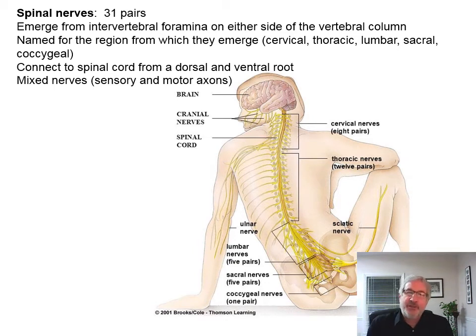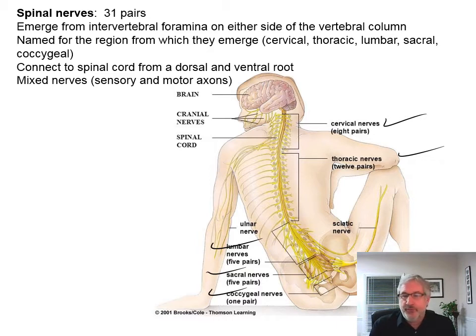Spinal nerves are called mixed nerves because they have both sensory and motor axons. We're going to learn that of the dorsal and ventral roots, one is sensory and one is motor. I'll tell you now, the dorsal one is the sensory and the ventral one is the motor one. So you have cervical nerves, 8 pairs. Thoracic nerves, 12 pairs. Lumbar, 5 pairs. Sacral, 5 pairs. And coccygeal, 1 pair coming out.